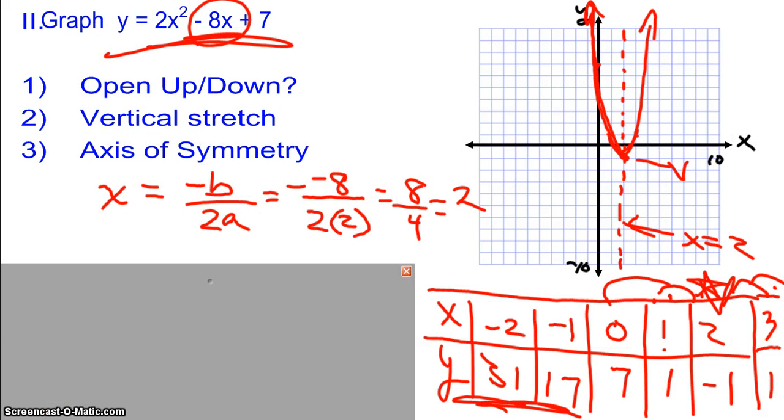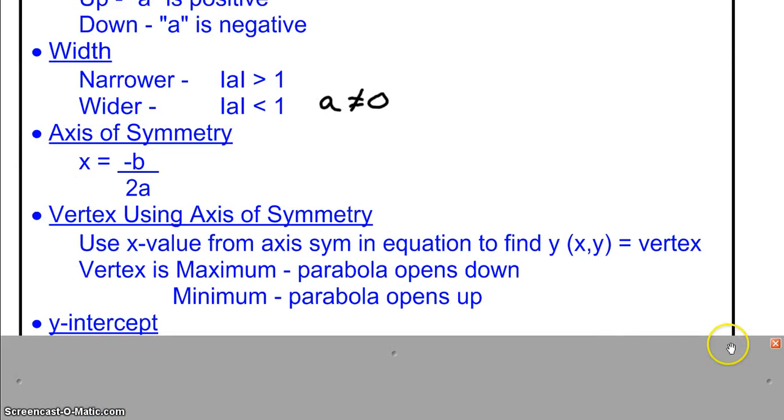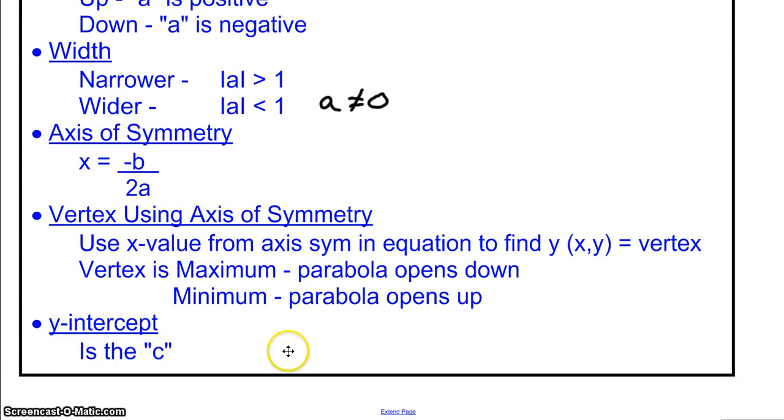Where is the y-intercept in this graph we just created here? Do you see it in the table? When x is 0, y is 7. And where is it in the equation, people? C. C. So let's go ahead and finish the rule box. Your C is your y-intercept.